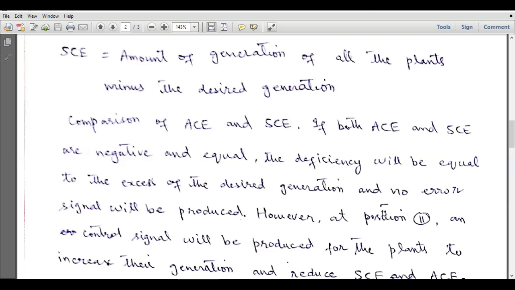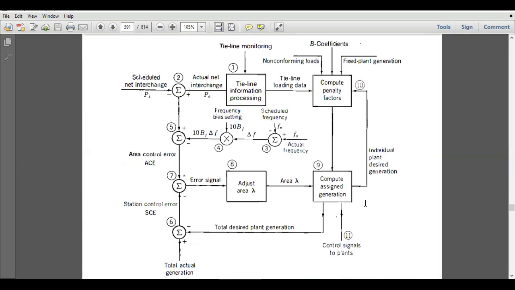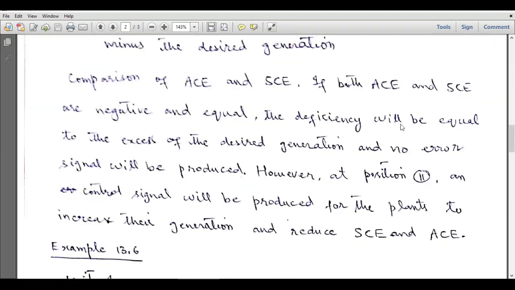So in that case, at point 11, the control signals will force all the plants to increase their output power so that the desired generation and actual generation both become equal, and the errors become minimum again. Deficiency will be equal to the excess of the desired generation and no error signal will be produced. However, at position 11, a control signal will be produced for the plants to increase their generation and reduce station control error and area control error.